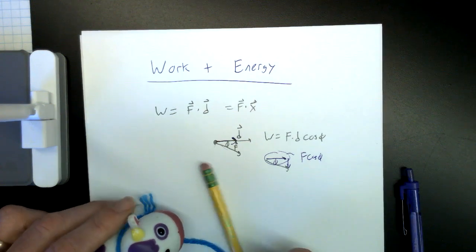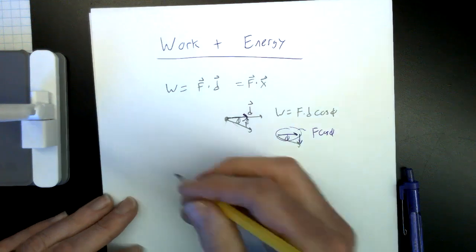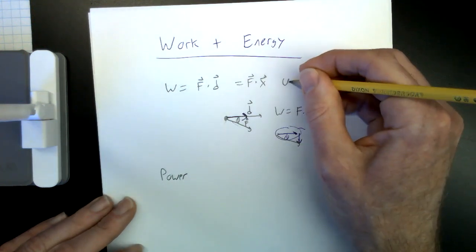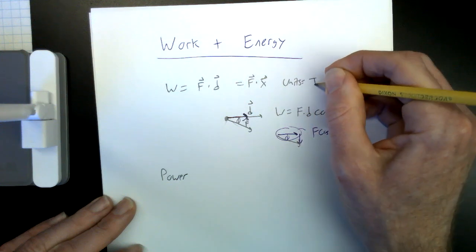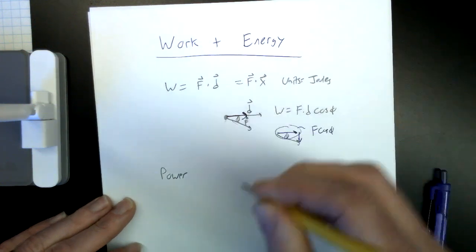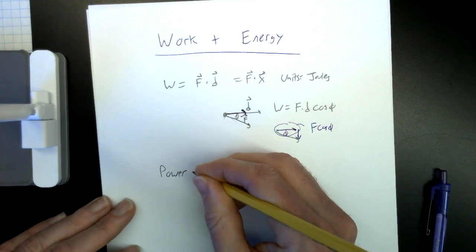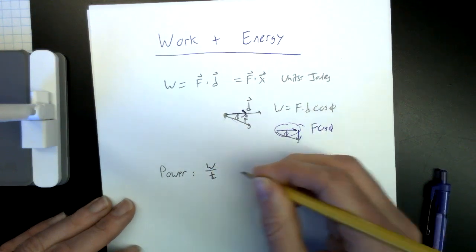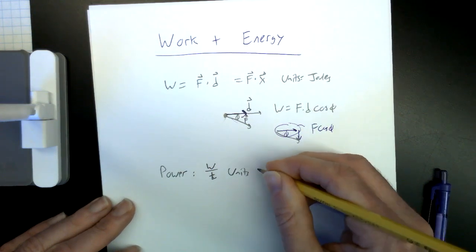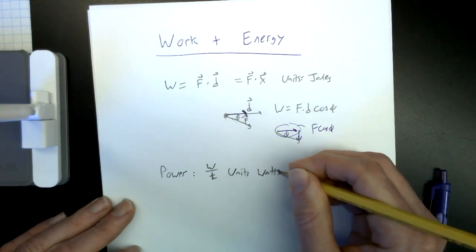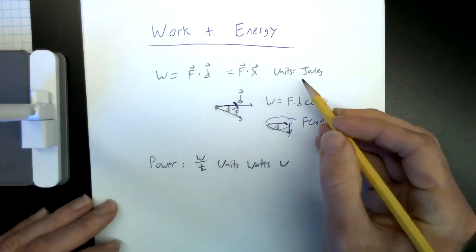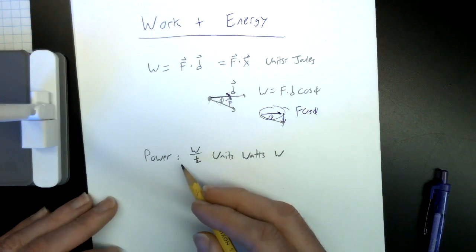Now, we also talked about power a little bit. Power is going to be the rate of use of work. So power, I should mention that the units up here are joules. Okay. Power is a rate of using work. So power, we're going to have work divided by time, and these units are going to be watts. And I think I pointed this out in class that we've got a W for watts, and we've got a W for work. So just pay attention there.